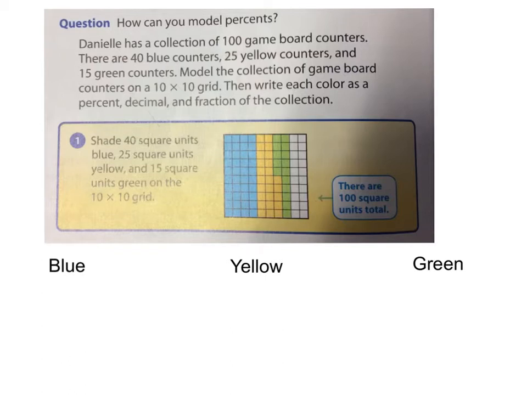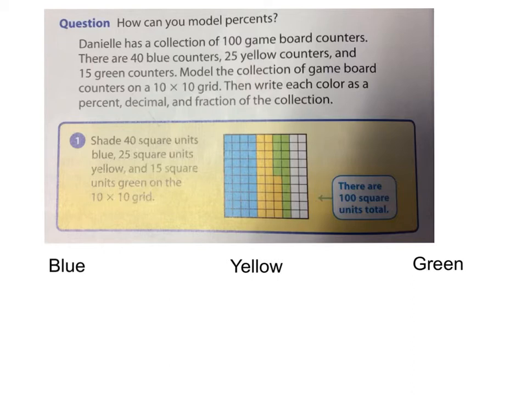Okay, so they want you to model the collection of game board counters on a 10 by 10 grid, right? Then write each color as a percent, decimal, and fraction of the collection. So they have a hundreds grid. How many of them should they color blue? 40%. Why should they color 40 of the squares blue? Daniel? Because 40 out of the 100 on the 100 grid are blue. Yeah, because she has 40 blue ones.